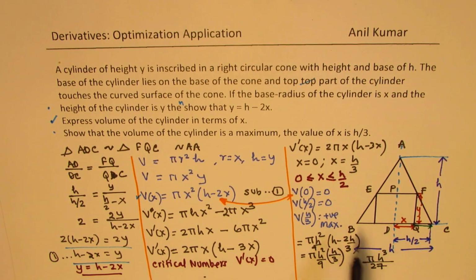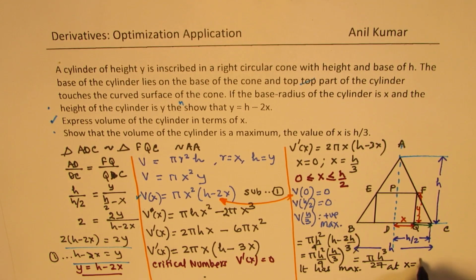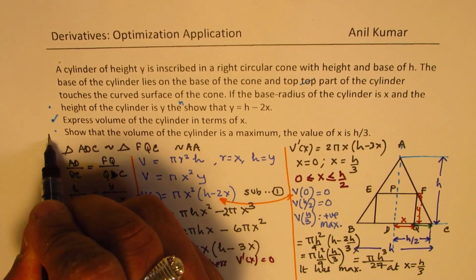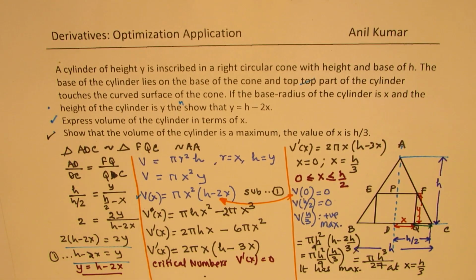But anyway, we have shown that it has a maximum at x equals h by 3. So we have shown the last part also. So I hope these steps are absolutely clear. You understand how we got about it. Well, if you haven't done calculus at this stage, you could do completing the squares and find that the vertex is at h by 3, right? You could do that. So I hope it makes sense.